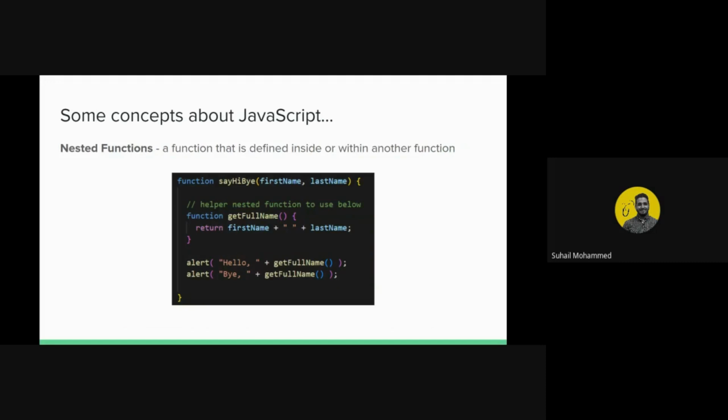And the third one, the nested function: a function that is defined inside or within another function. Here you can see the function sayHiBy takes two arguments, first name and last name. Inside of it, we have another function called getFullName. It will return the first name and the last name.